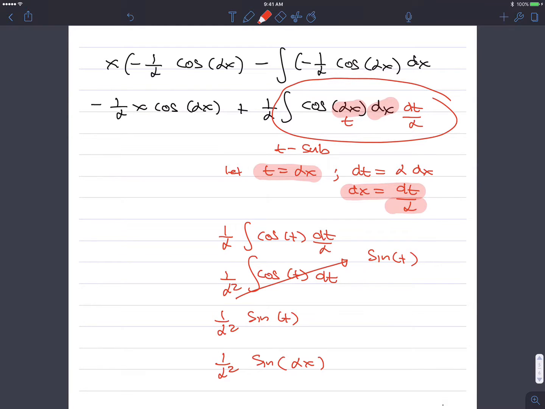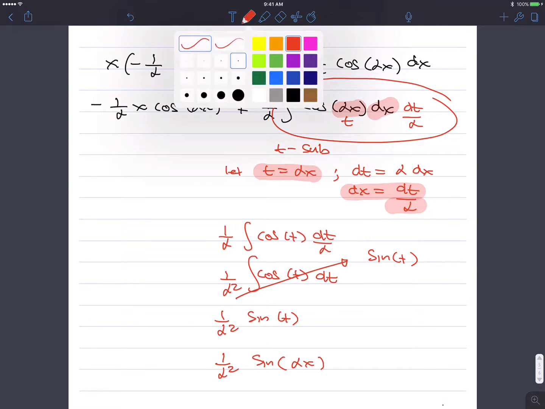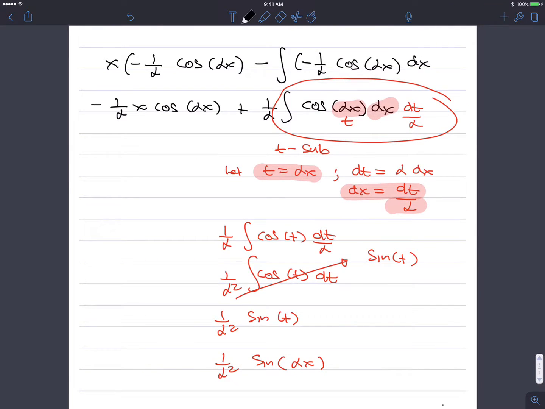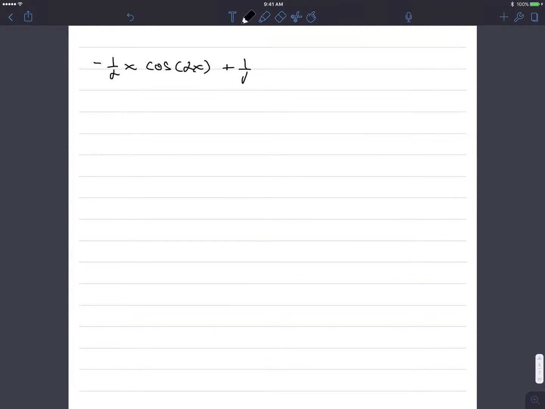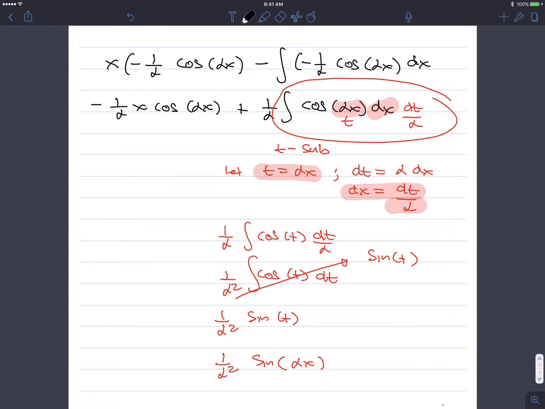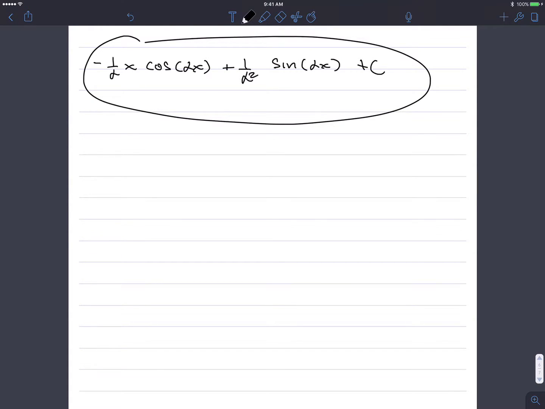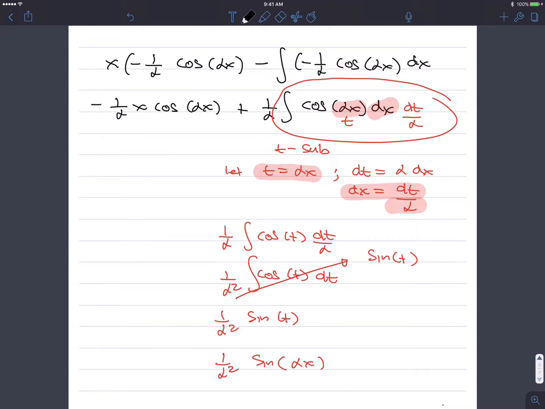So altogether, I have minus 1 over alpha x cosine alpha x. Let's get prepared to give our final answer: minus 1 over alpha x cosine alpha x plus 1 over alpha squared sine alpha x plus your c. Integration by parts, that was number 4. Let's do number 5.